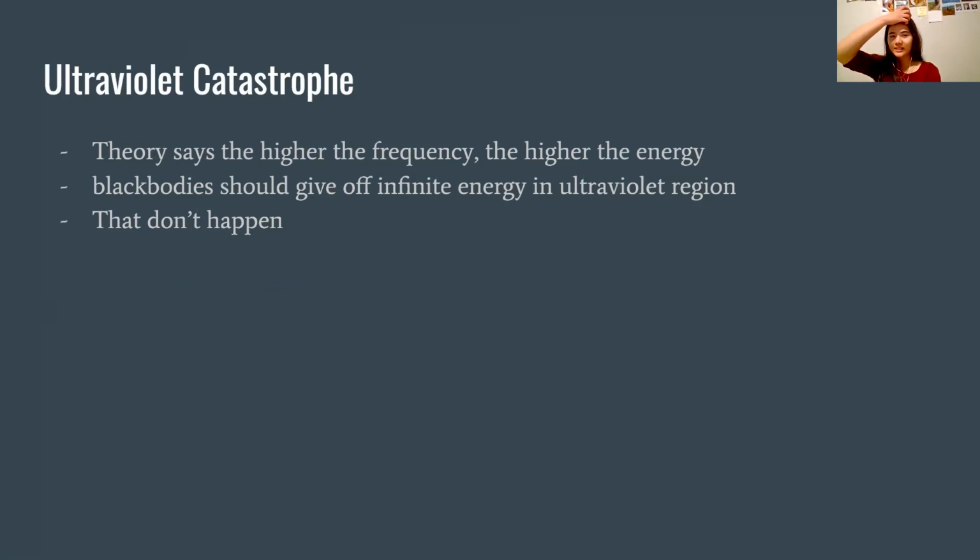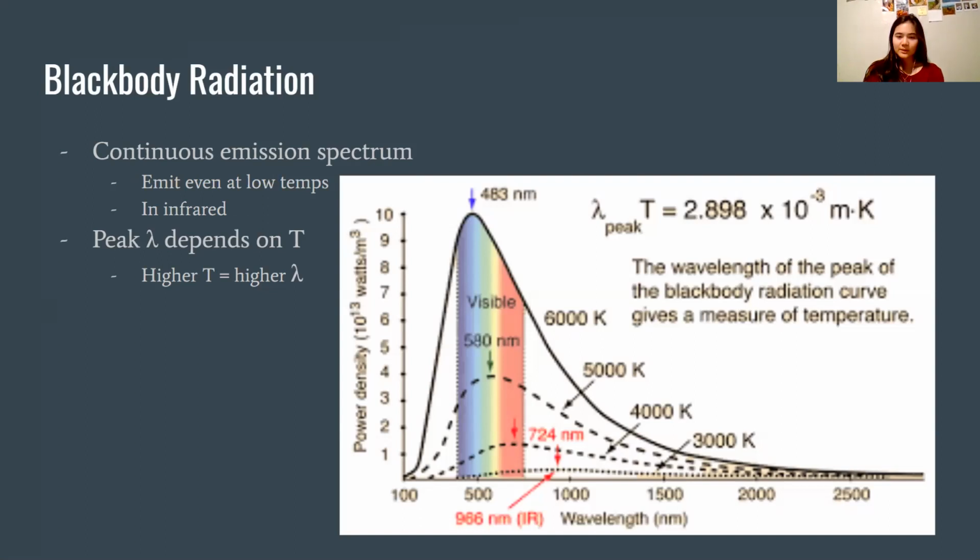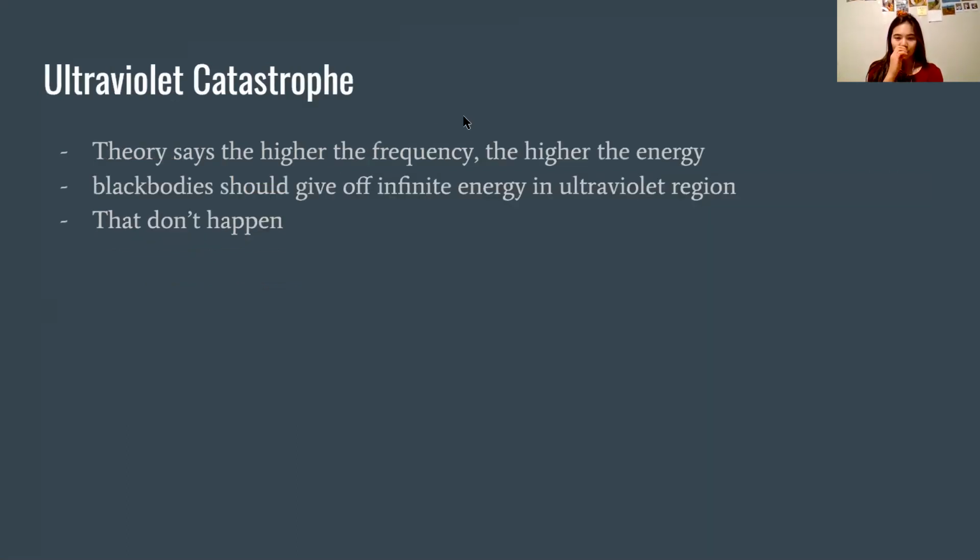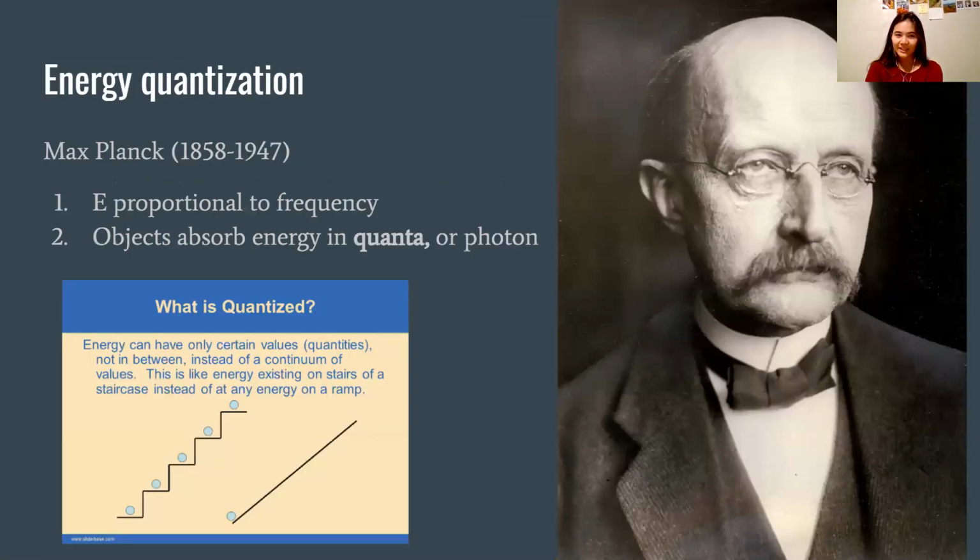Scientists struggled with this because the theory clashed with the actuality. Theory says that the higher the frequency, the higher the energy should be. The higher the frequency, the higher the energy, and by the time you get to the ultraviolet region, blackbodies should give off infinite energy, but that just doesn't happen.